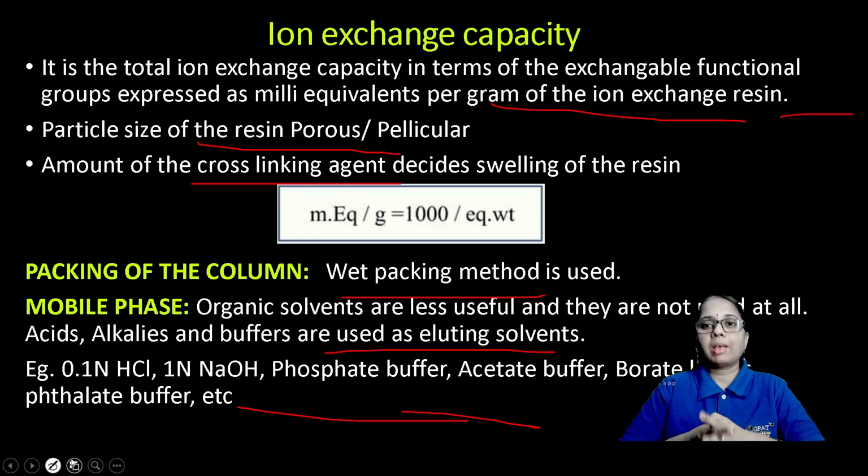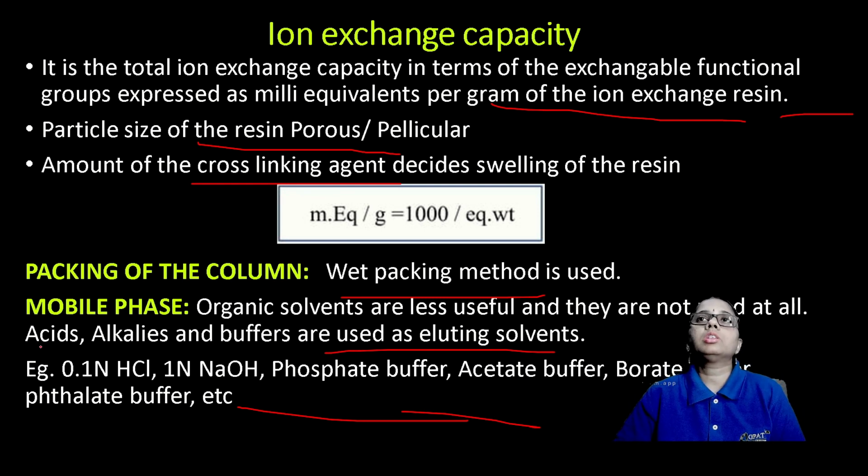So ion exchange capacity can be calculated using this formula. Based on the functional groups, the milli-equivalents per gram will change. The milli-equivalents per gram is equal to 1000 divided by the equivalent weight of the particular resin.